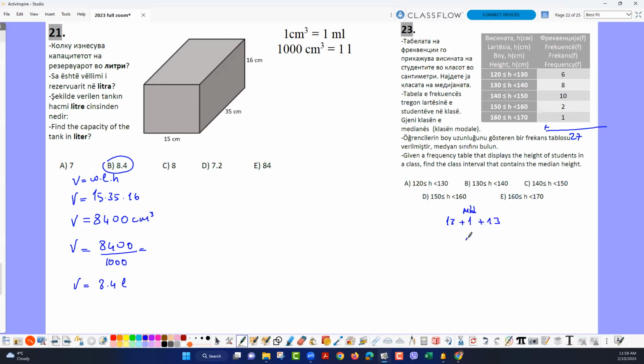So the 14th number becomes the middle number. Where is the 14th number? Counting from the beginning, 6 plus 8 is equal to 14. So this is our median height set, and it is 130 less than or equal to h, less than 140. It has to be B.